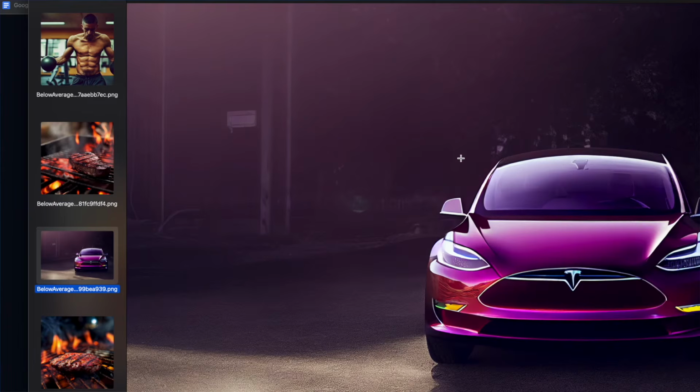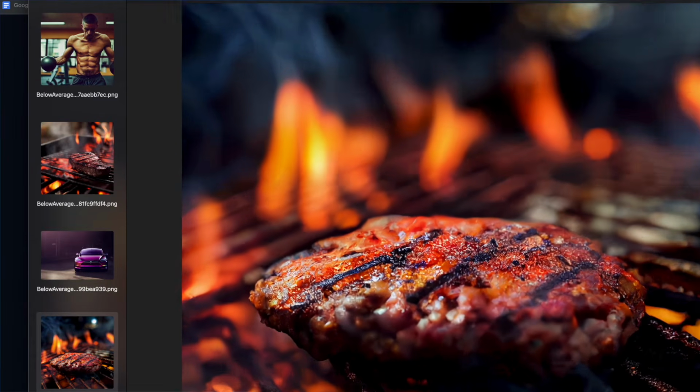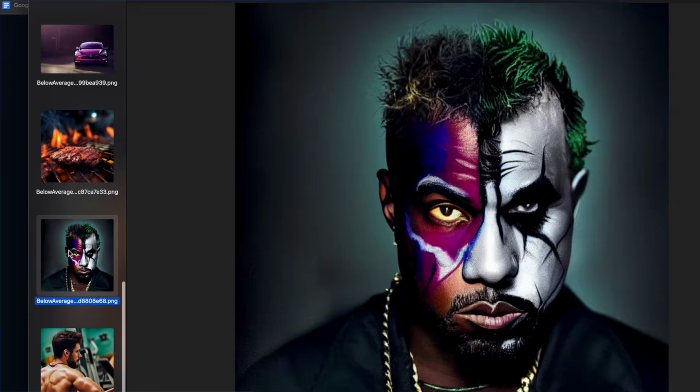This is just a 3D rendering of a Tesla Model 3. Another steak. Kanye West as the Joker. Guys, you can just mess around for days. I could have dialed this in more if I would have just wasted my entire day on it.